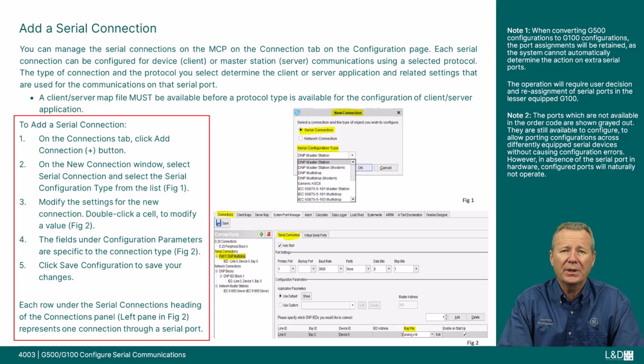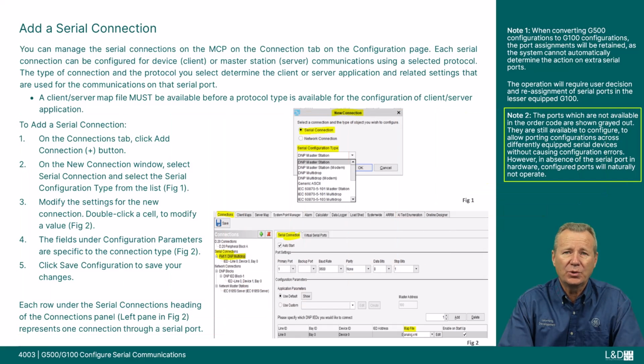Each row under the serial heading of the Connections pane represents one connection through a serial port. As we mentioned above, the serial ports are indicated by numbers or a combination of letters and numbers, depending on the configured model in the order code in MCP Studio device properties. The ports which are not available in the order code are shown grayed out. They're still available to configure to allow porting configurations across different serial-port-equipped devices without causing configuration errors. However, please note that in the absence of the serial port in hardware, configured ports will naturally not operate.